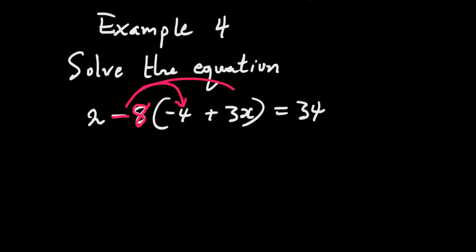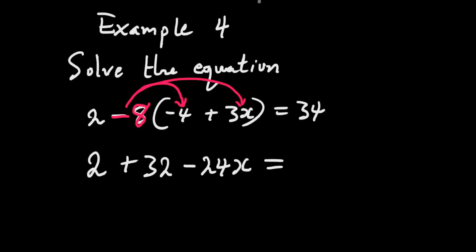So distribute it, and this will become 2. So -8 times -4 will become positive 32. So -8 times positive 3x will give us -24x. And this equals 34.